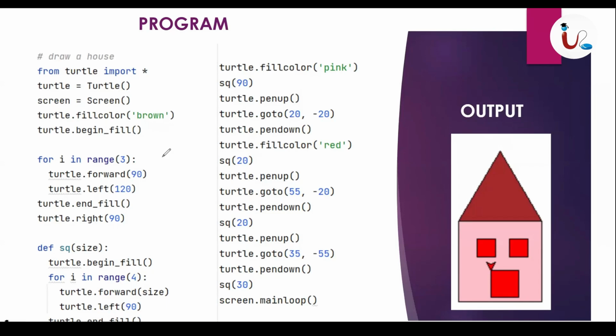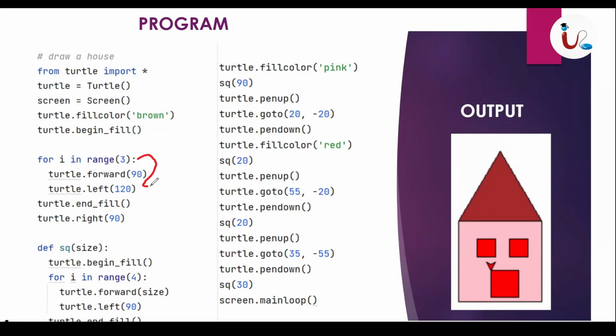So, whenever you are drawing a closed shape, remember it should be a closed shape. If you want to fill any color, before drawing that, you need to add begin fill. And at the end, you need to add turtle.end_fill also. In between you can draw. Now here the color is brown.